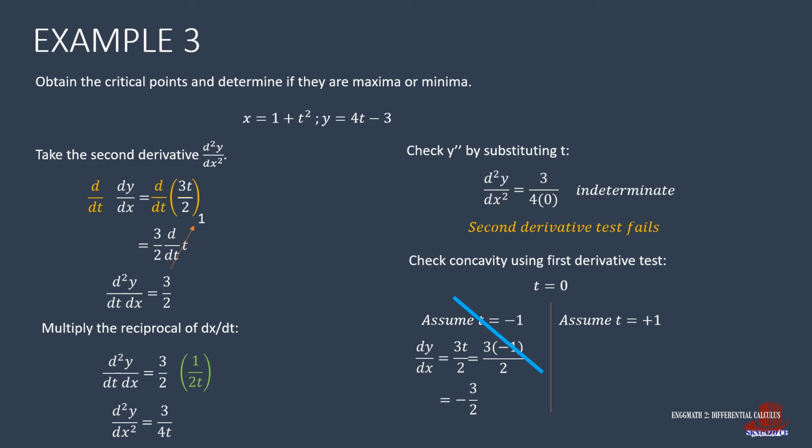Then assume t of positive 1 on the right. Use this in the slope, which is 3t over 2, making it rise of positive 1 over 2, or 3/2. A positive slope means it starts at bottom left and rises to top right. With concavities figured out, it is then clear that at t of 0, the critical point is a minima.